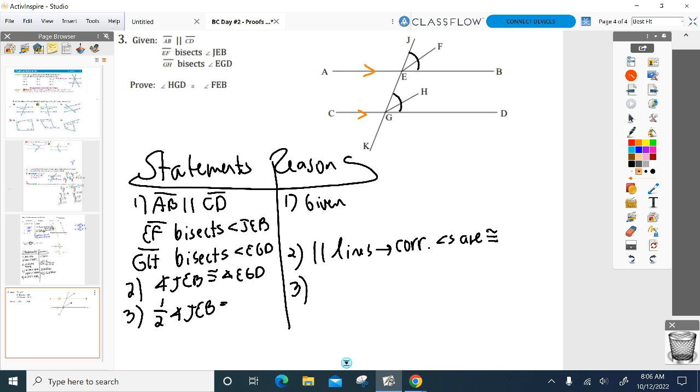Because you have 2 options. You could call it JEF or you could call it FEB. Which one are we concerned with in this proof? FEB, yep. So I'm going to call it FEB and take the other angle that it's congruent to and take half of that one. Half of EGD. Look on your diagram. What do you want to call that angle? EGD. Take half of it and you get which angle? The one I'm concerned with is HGD.